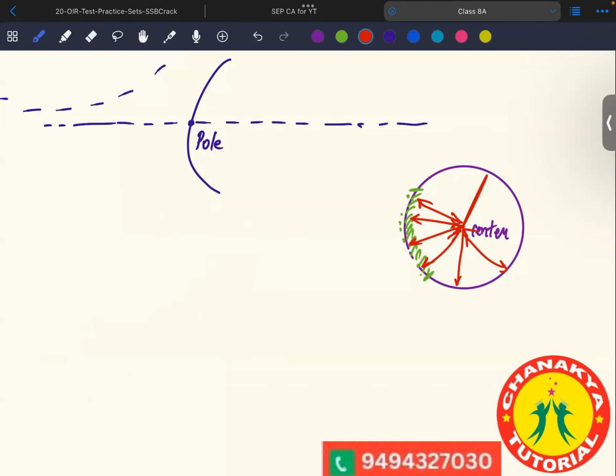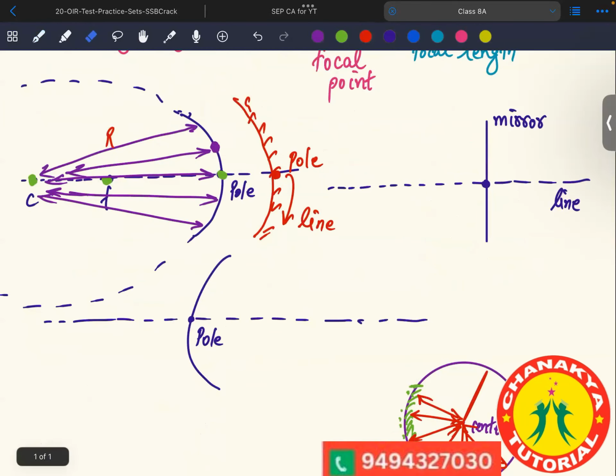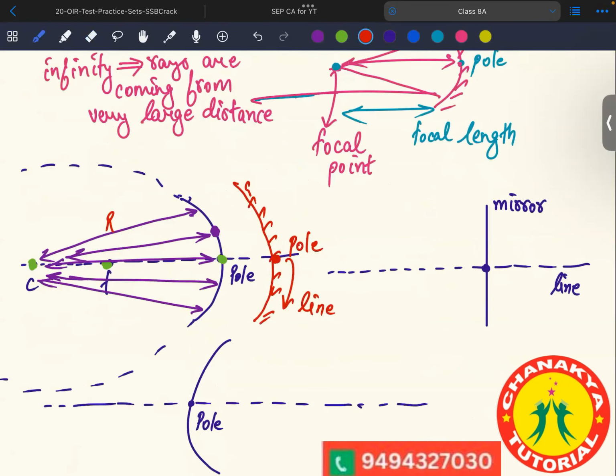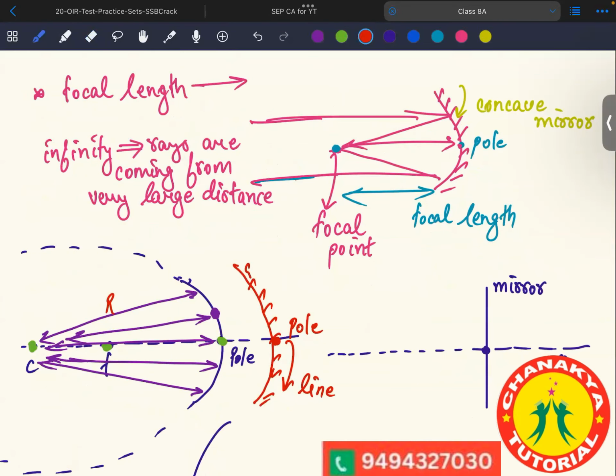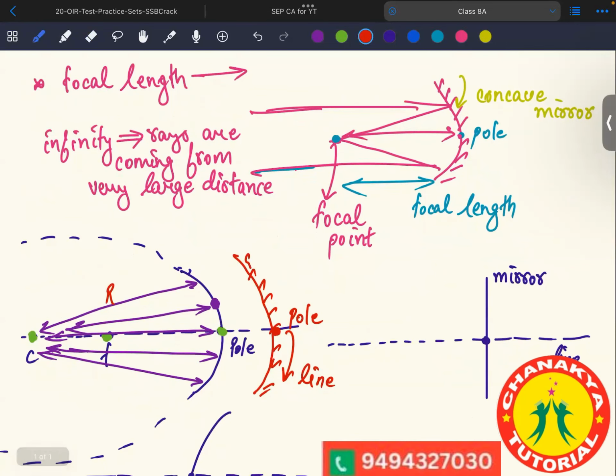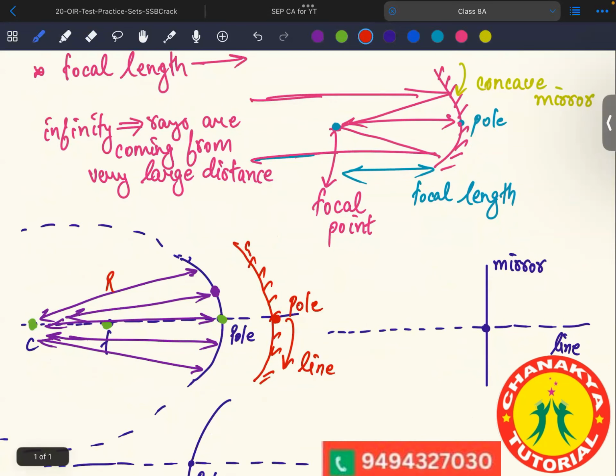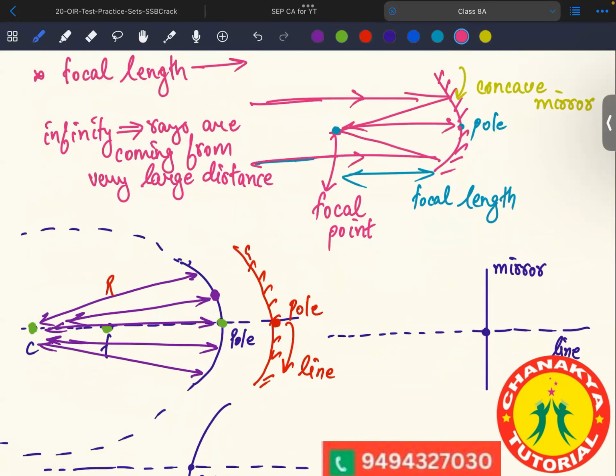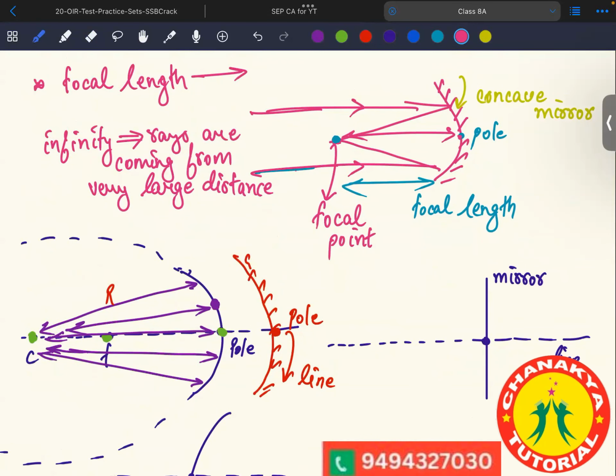Any other doubts? Rohit was asking this. Okay, fine. I was telling that infinity is any distance. If I'm saying that the rays are coming from infinity, that means these rays are coming from a very large distance. I think it is clear what is focal point and focal length. Any doubt?